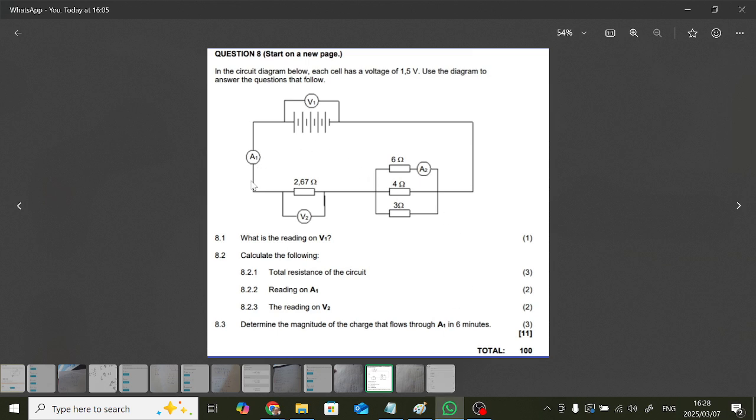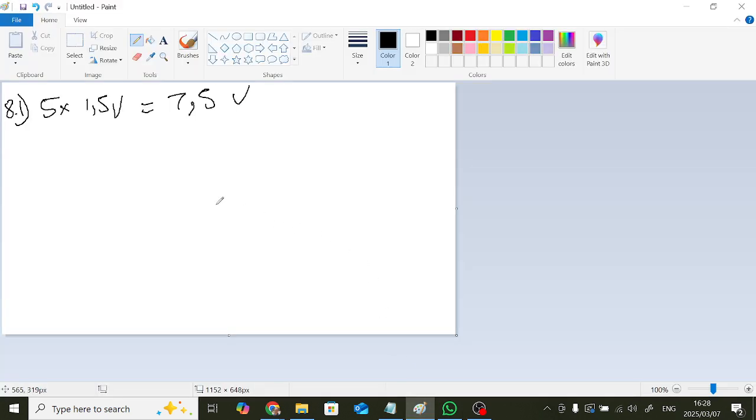Okay. So let's check the next questions in this past paper. They say calculate the following, the total resistance of the circuit. Okay, so we can see here's 1 in series and there are 3 in parallel, right? So that is 8.2.1. Okay, so let's go about doing that.